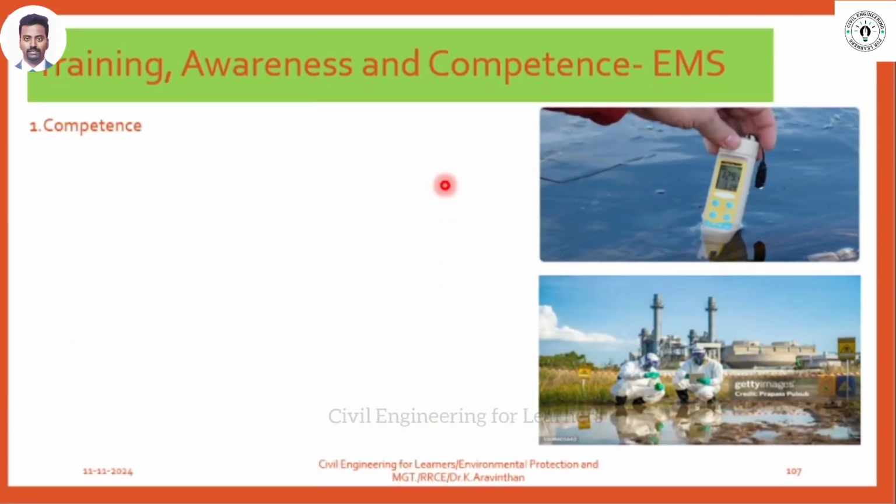Trainings are required for making an industry function better in terms of environmental consequences. Now, there are three things which have to be discussed in this class. One is training, second one is awareness, third one is competency. Competitiveness is called competency. How many eligible people are there in order to compete for that job?